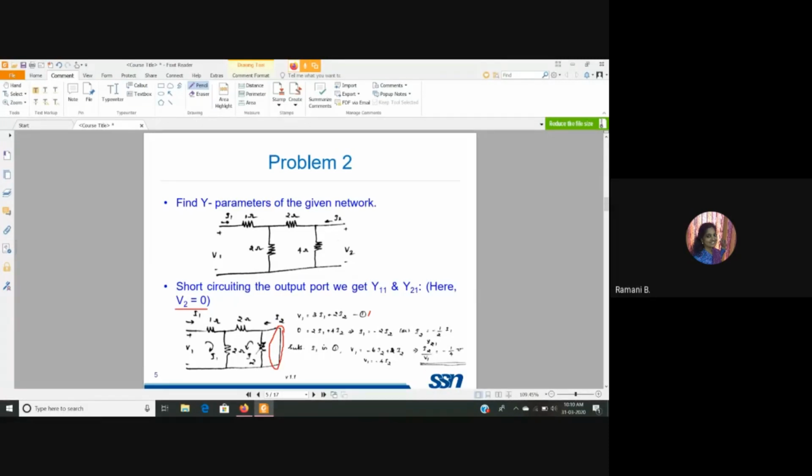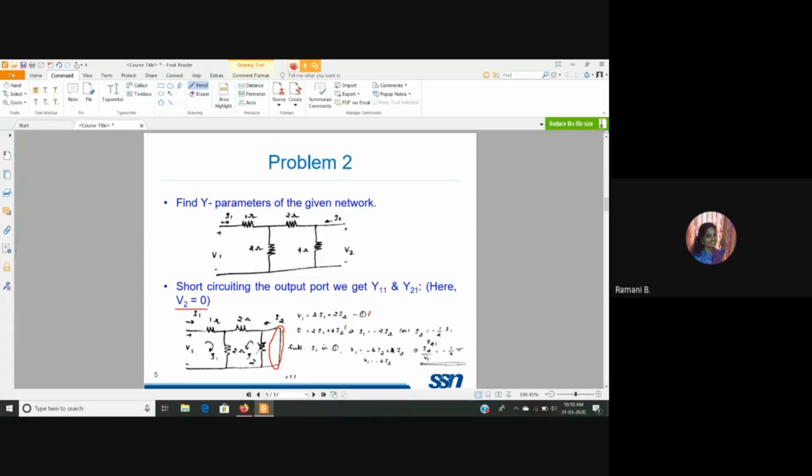And in the second loop, we have 2 I2 plus 2 into (I2 plus I1). So we will be having 2 I1 plus 4 I2 equal to 0. From this we get I1 is equal to minus 2 I2, or the other way, I2 is equal to minus 1 by 2 I1. Because in some substitutions we will need both cases, we have written it. Now substituting this I1 in the first equation, we get V1 is equal to minus 4 I2.